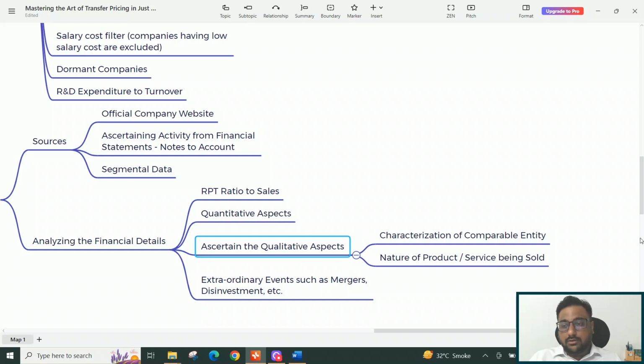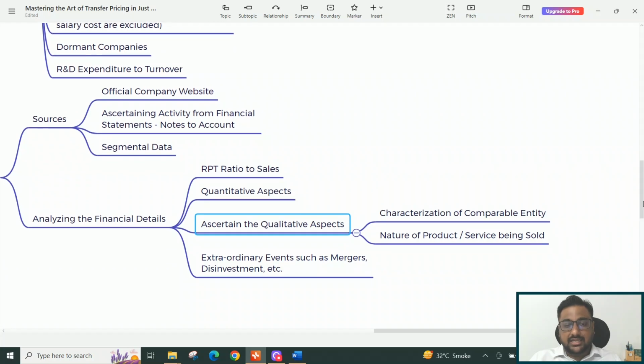Now, you need to also check whether any extraordinary events such as mergers, disinvestments, etc. have happened in that comparable company or not, because you will be able to gauge that from the financial statements itself. In case during that particular year the company has undertaken a disinvestment, or has undertaken a merger, then these are extraordinary events. So you should try to exclude those kinds of comparables as well, right, from your final comparable data set.